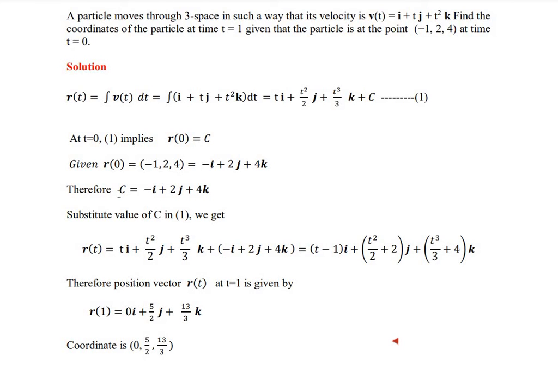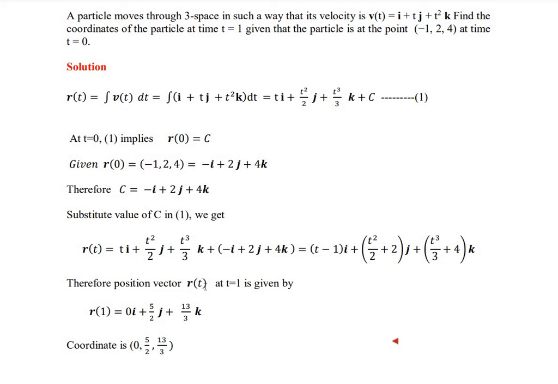We can substitute the value of c in equation number 1. So you will get r(t) is equal to t i cap + t²/2 j cap + t³/3 k cap + c. Okay, so you can simplify that, you will get this one.